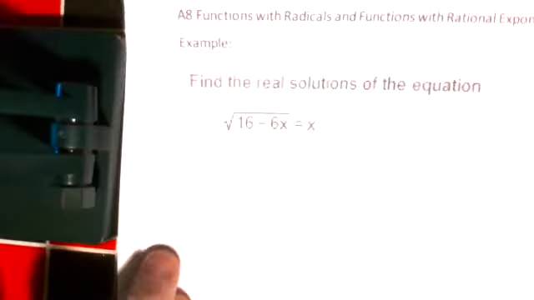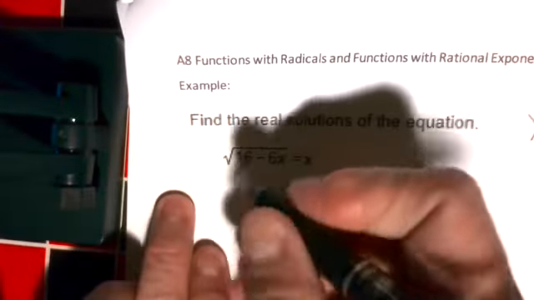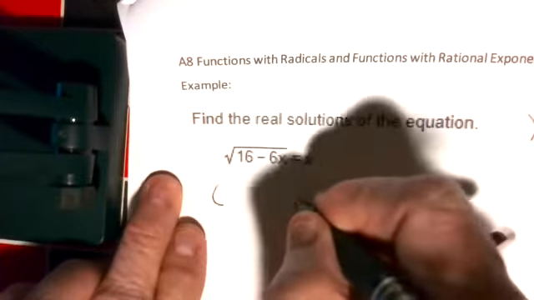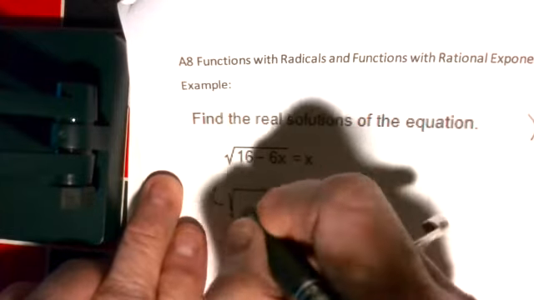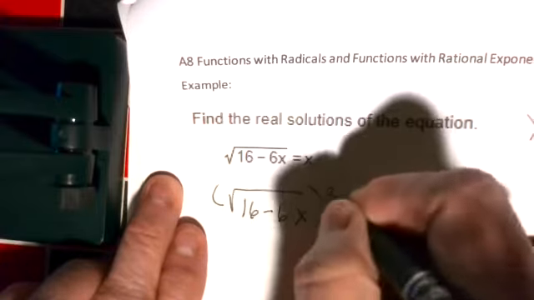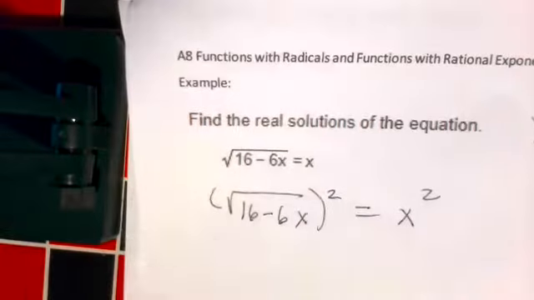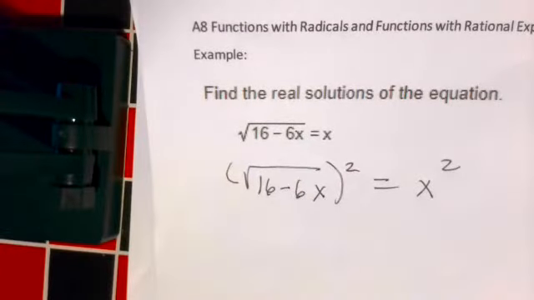And here is a radical equation. And so remember, what we do is we square both sides. And the reason we do that is to get rid of that square root. So we square both sides. And when we square the square root, it undoes the square root, or they cancel each other out.